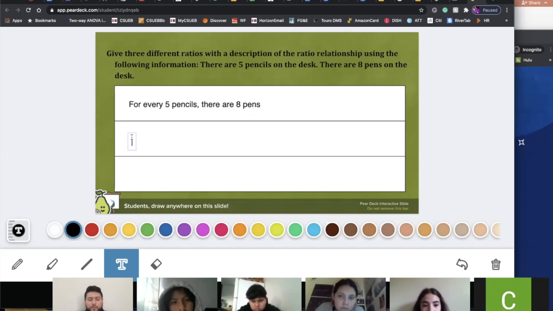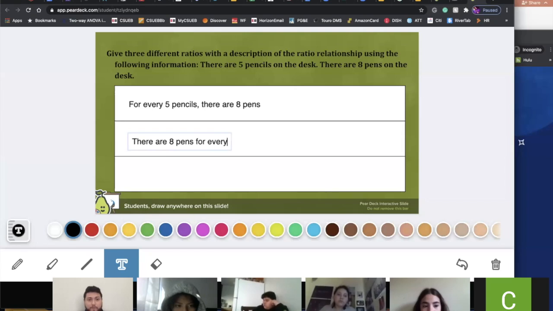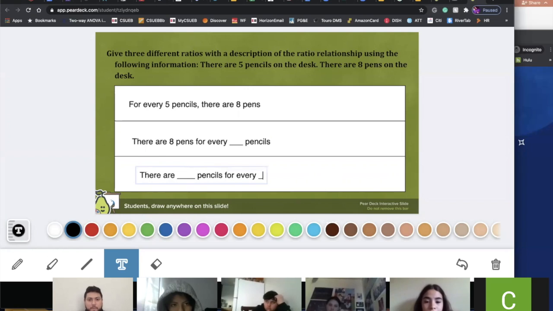we can also use the symbols, right? So I'm going to let you figure that one on your own. But in terms of words, you can also say there are 8 pens for every blank pencils. I'll let you figure that one out. And then the last one you can use, there are blank pencils for every blank pens. And you guys will fill that out.